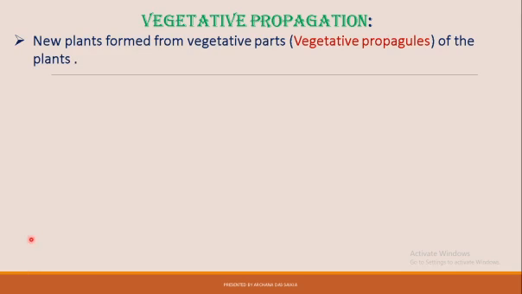Now, what is vegetative propagation? The definition says it is a process whereby new plants are formed from vegetative parts of the plants. These vegetative parts which can give rise to the new plant are called vegetative propagules. A vegetative propagule can be the root, the stem, the leaf, or any single part of the plant.